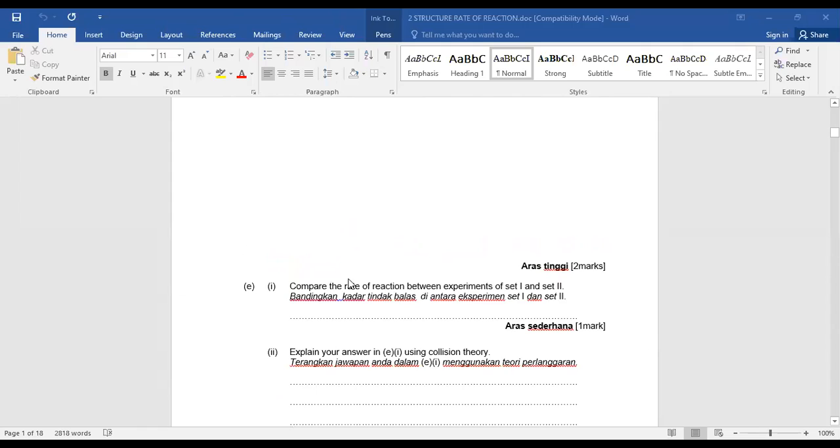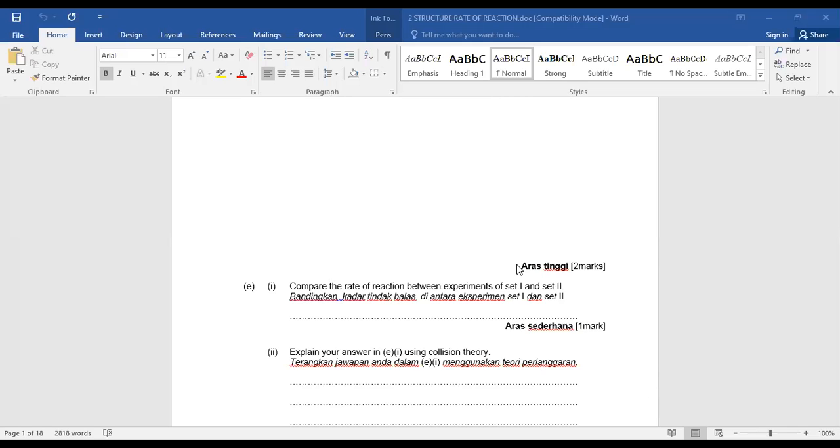Now here, compare the rate of reaction between experiment 1 and 2. So which one will have a higher rate of reaction? Shall we hear from our friend? Who wants to tell me your answer? Anyone volunteer? No one. Set 2. Who? Set 2. Okay, set 2, good.